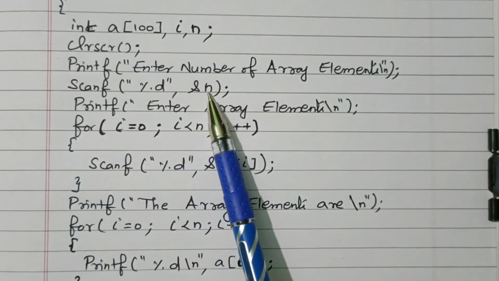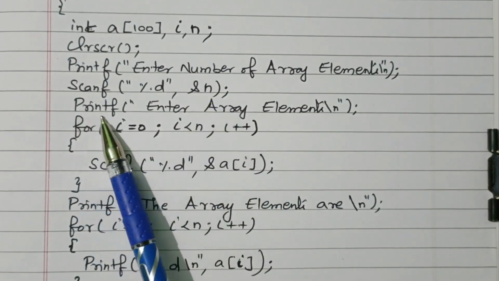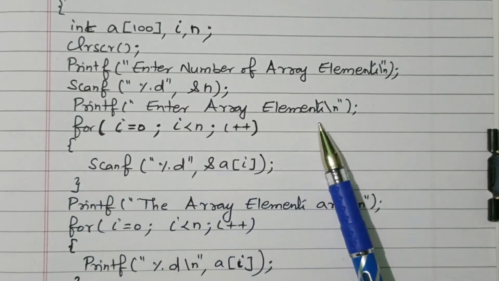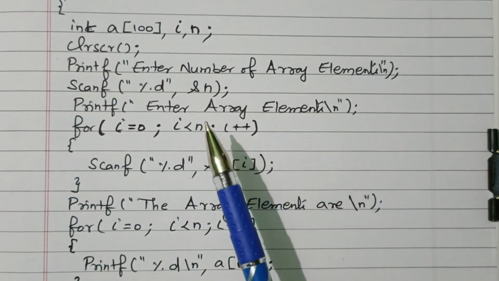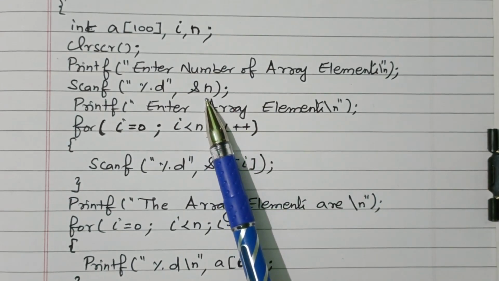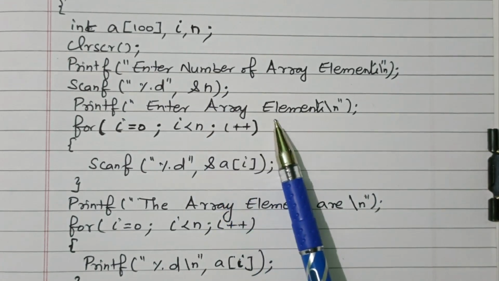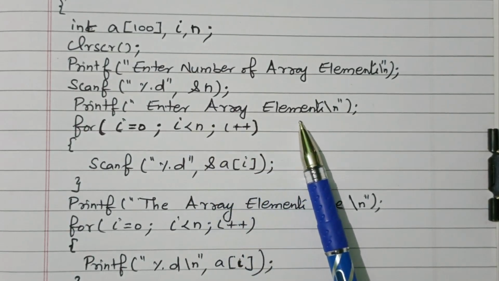Suppose n is 5, which means we need to read 5 elements. Again we are using printf: "Enter the array elements". We ask the user to enter the array elements. Earlier we had 5 elements, so here also we consider n equal to 5. Now we need to read the 5 elements entered by the user.